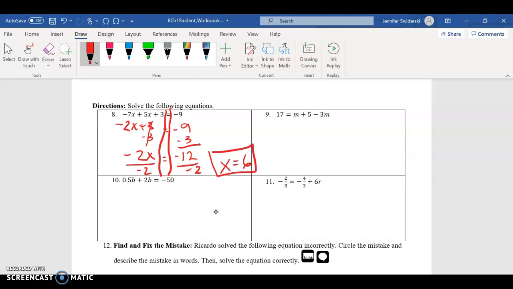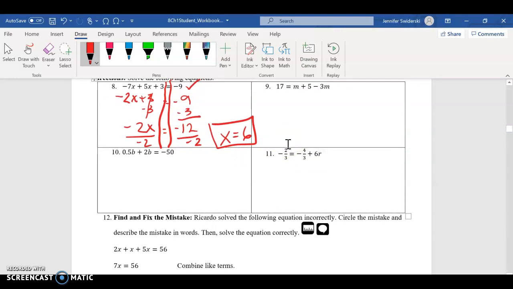If I plug that back in, negative 7 times 6 is negative 42. Plus 30 is negative 12. Negative 12 plus 3 is negative 9. Yes, that works. Let's go ahead and try 10.